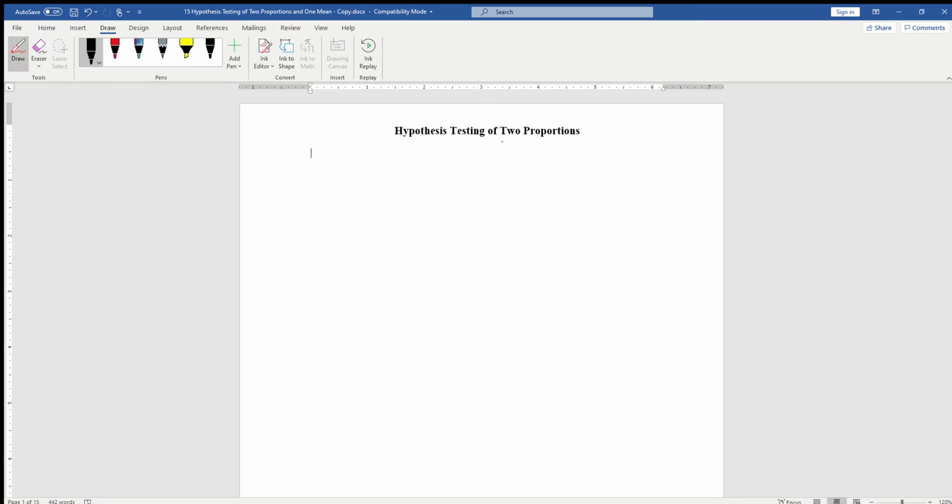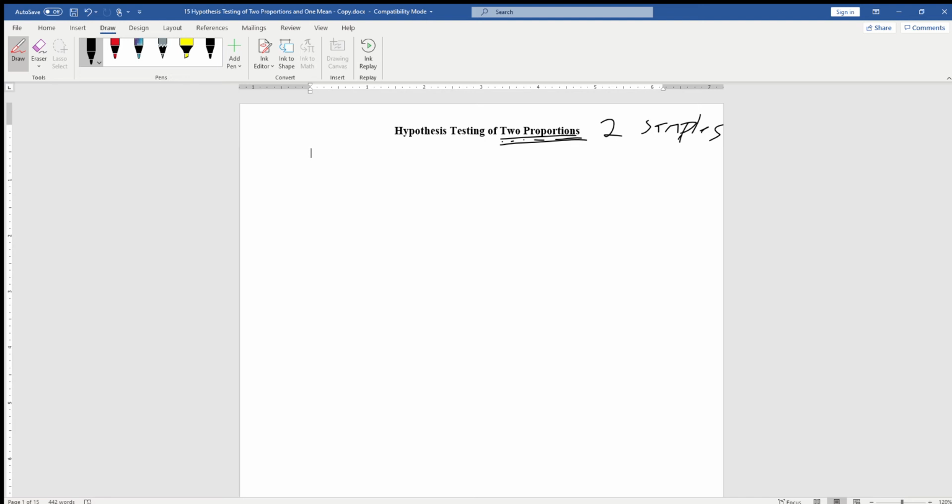So two proportions could be something like male and female. It could be different majors, such as biology majors versus business majors. It could be proportions of cats that get sick versus dogs that get sick. But basically what you have is two samples, and we're going to test those two samples to determine if there's a significant difference between those two.